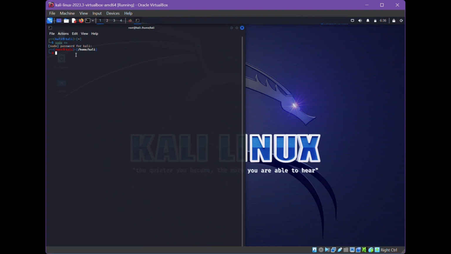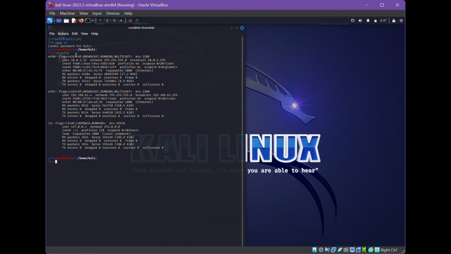So first of all, we have come into the root, and now we are going to perform ifconfig to see the available interfaces. And now we are going to choose any of the interfaces. It can be any of them. So we will just go with any interface. And here -i is used to specify the interface.